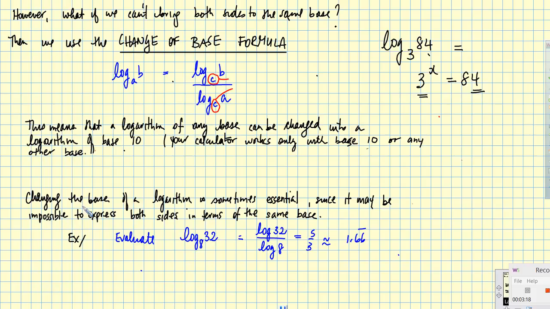So that means that in using the change of base formula, if I were doing log base 3 of 84, I would be saying the log base 10 of 84 divided by the log base 10 of 3. And then I would go into my calculator. So I can open up my calculator at this point.